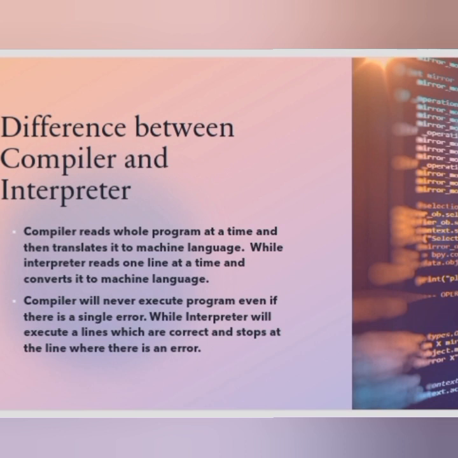A compiler will read the whole program, then translate it into machine language and give the output, while an interpreter will read one line at a time and give the output, so the execution is done immediately. In a compiler, there is a disadvantage. If there is even a single error in your entire program, the program will never be executed till all the errors are removed. While in the case of an interpreter, if the initial 5 lines are okay, they will be executed. You will get the output of those lines, but it will stop at the line where there is an error, right? So this is the basic difference.